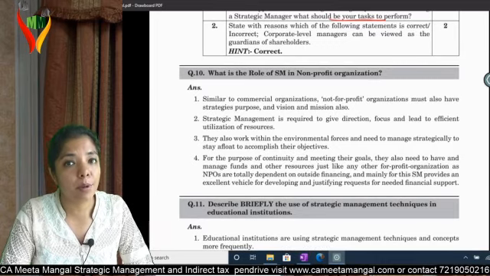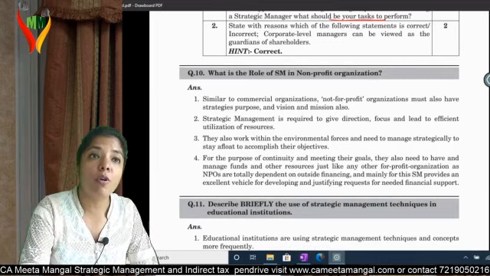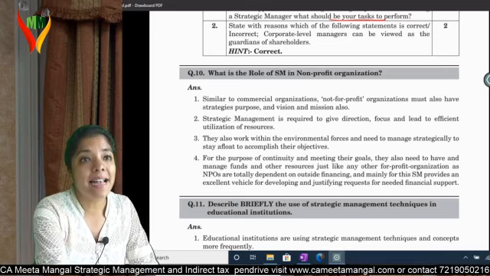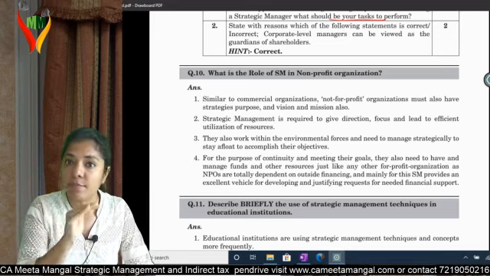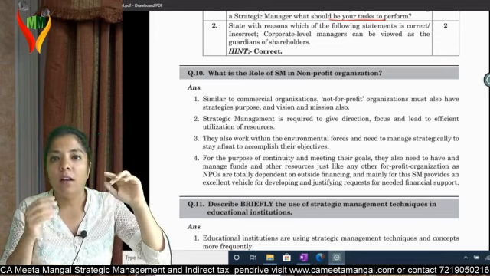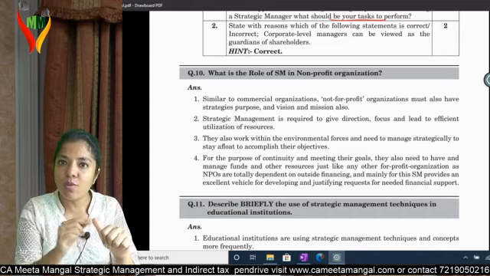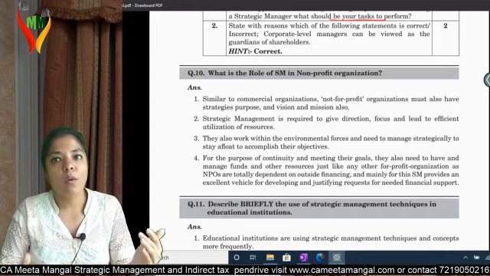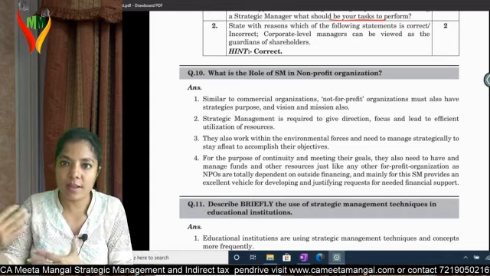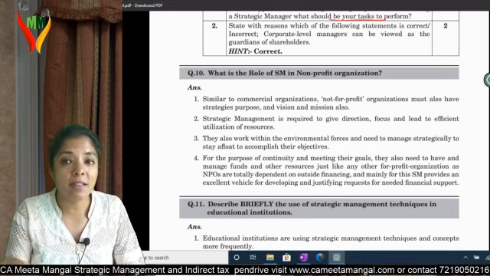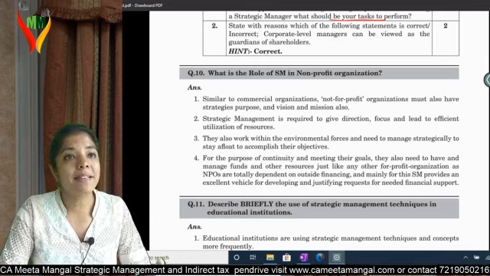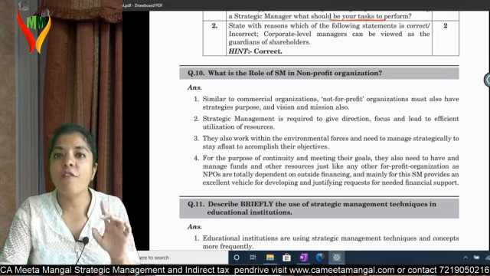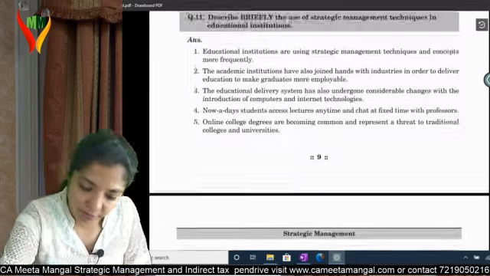Role of SM in NPOs, according to me, this is one of the most important topics for a case study. Not a case study based MCQ. I hope you know that you have one case study based MCQ and one case study where you have to give a subjective case study answer. So I think a subjective case study can come from here. Basically, what are we going to do today? Role of SM in NPOs. I hope you're with me.